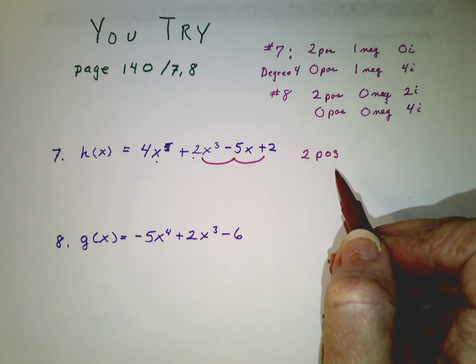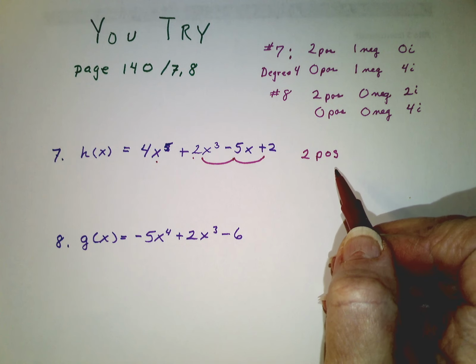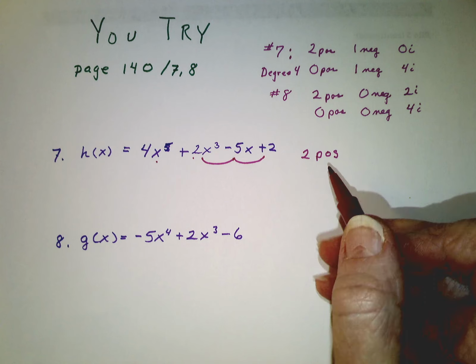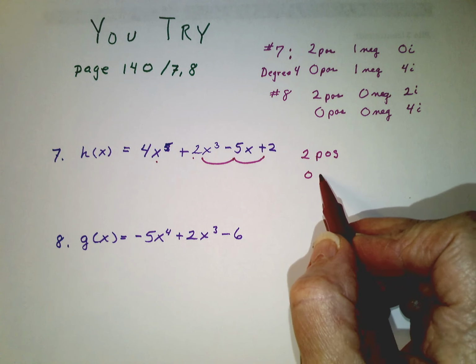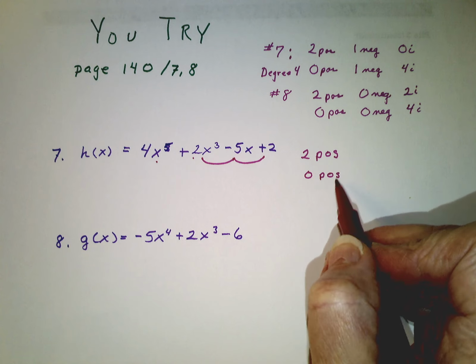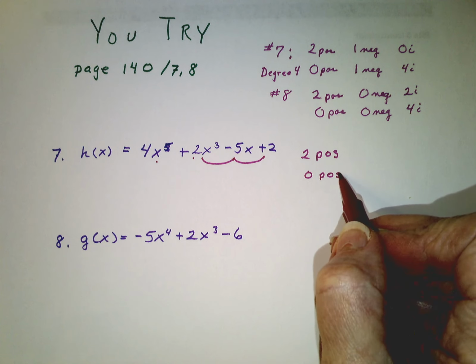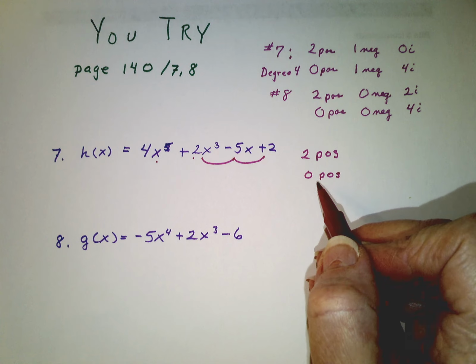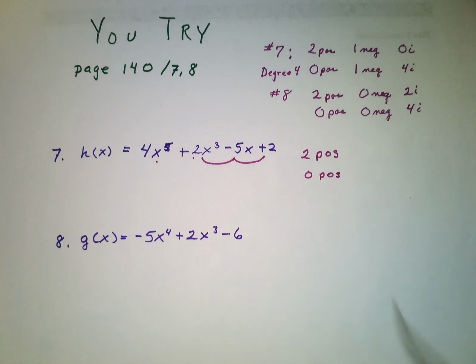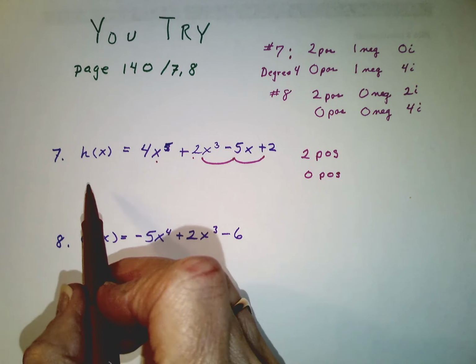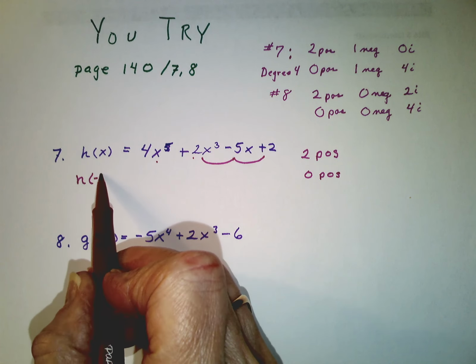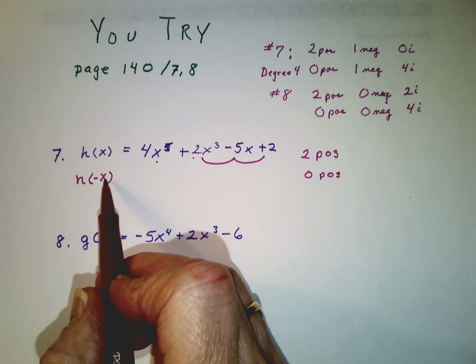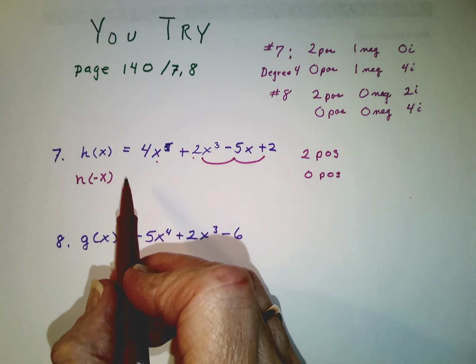But because there may be imaginary roots lurking out there that we don't know about, we also have to consider that there are 0 positive real roots, just in case there's a pair of imaginaries out there somewhere. Now, to get the number of negative roots, we take the same function but put in a negative x.